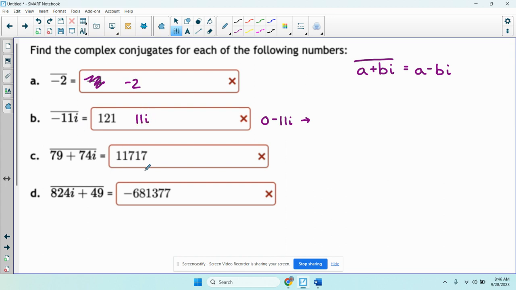I think the result that you got here was you multiplied each of these by its conjugate, when all they want you to do is actually just find the complex conjugate. So that's exactly what happened here. This is going to be 79 minus 74i. And this is flipped. They tried to trick you there. This is going to be 49 minus 824i. So that was just finding the complex conjugates.